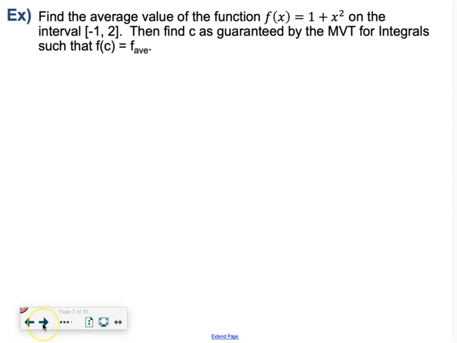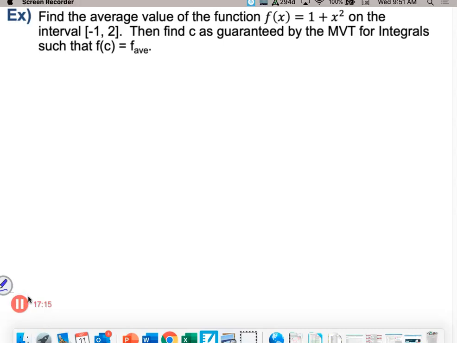All right. So we're going to do now a two-part example. We're going to, again, find an average value of f of x equals 1 plus x squared on the interval from -1 to 2. Then we're going to find c as guaranteed by the mean value theorem for integrals such that f of c equals the average value. What I want you to do is just the first part. So I want you all right now in your groups to take a minute and find the average value of f of x equals 1 plus x squared over the interval from -1 to 2, and then just stop. All right, so take a couple of minutes. All right, here we go.